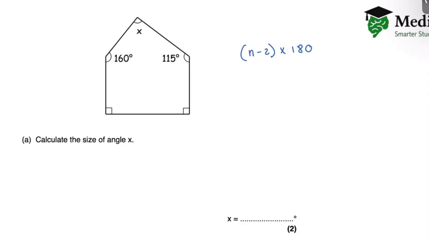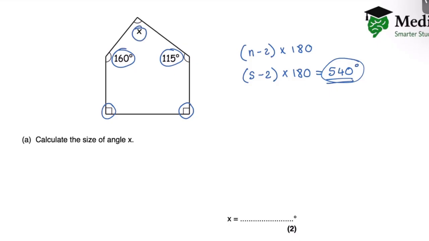We have 5 sides. So we're going to do 5 subtract 2 multiplied by 180 degrees, and that's going to get you 540 degrees. This is an irregular shape because all the sides are of different lengths and all the angles are different as well. We know that all the angles must add up to the magic number of 540. So we have 90 degrees here, 90 degrees here, 160 degrees, 115 degrees, and we have x. All of those, when you add them together, should get you an answer of 540 degrees.